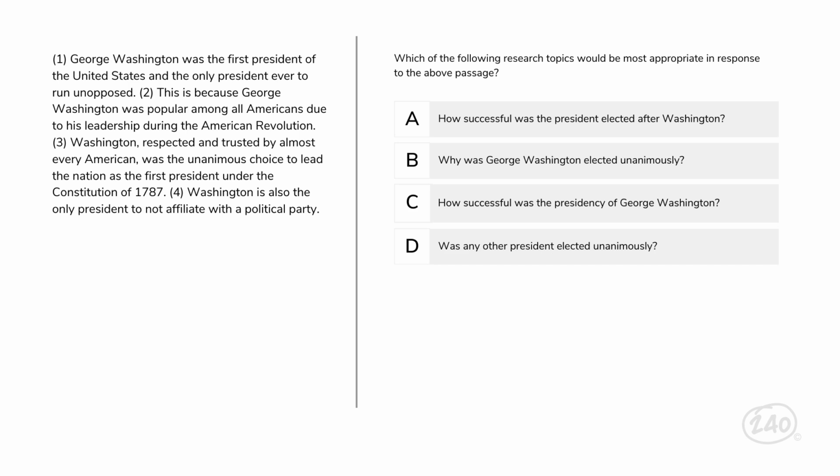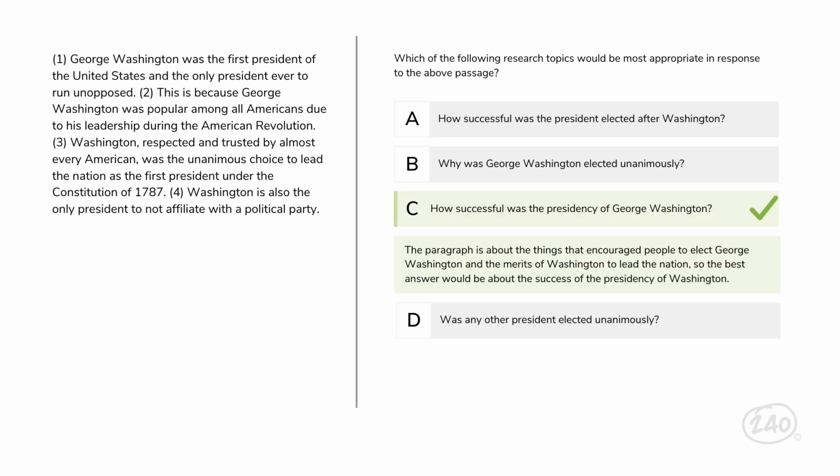A seems totally off topic. You might wonder that, but there's no information about John Adams included here. Option B was answered in the passage, so that wouldn't be a question to research after reading this excerpt. C might be a natural follow-up. And D was answered in the topic. Washington ran unopposed. Yep, that's the one we want.